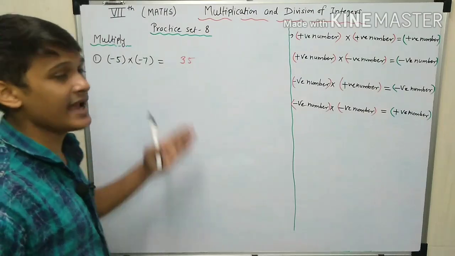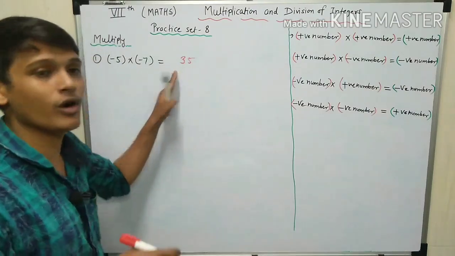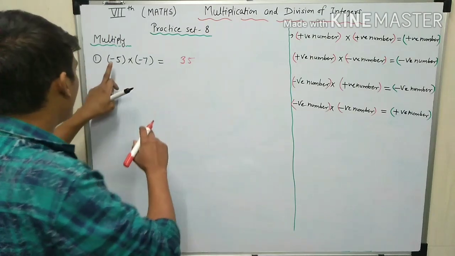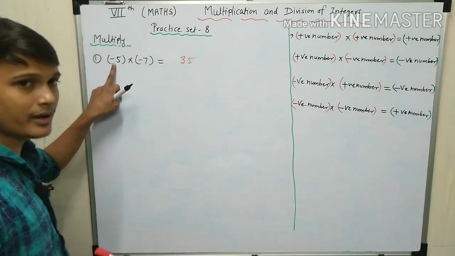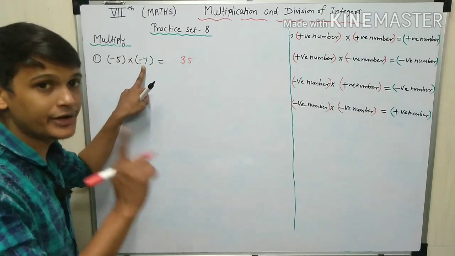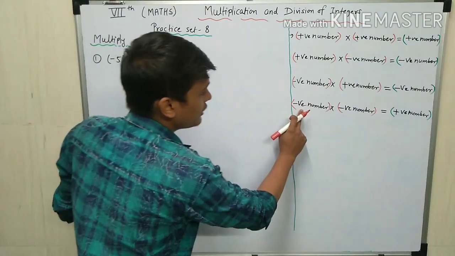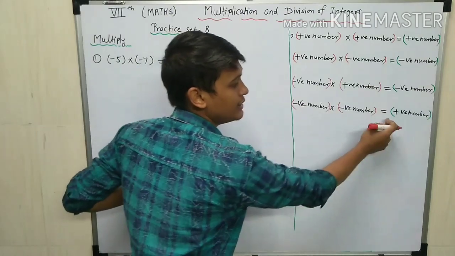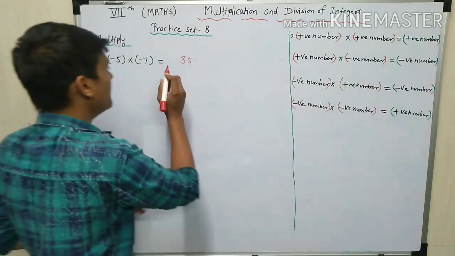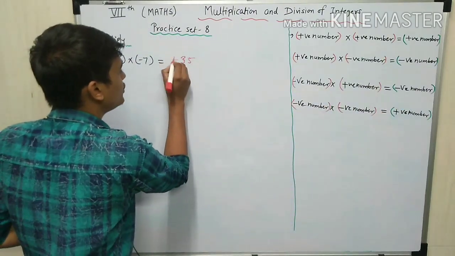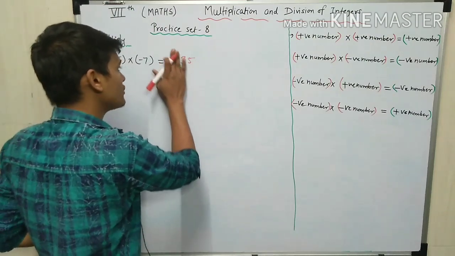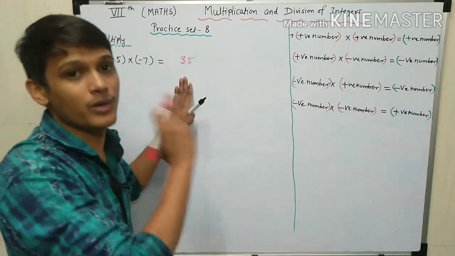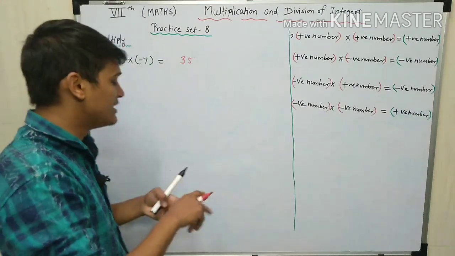Now what is the sign? Is it a positive number or a negative number? The first is minus 5, a negative number, and the second is also a negative number. Negative number into negative number is equal to what? Positive number. Means it is plus 35. You can write the plus also, or you can leave it out; it is also a plus sign. Understood? Now the second question.